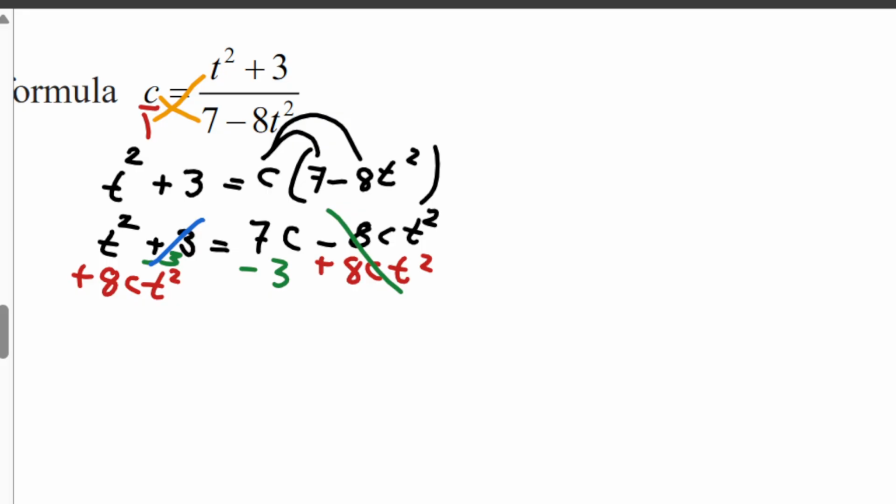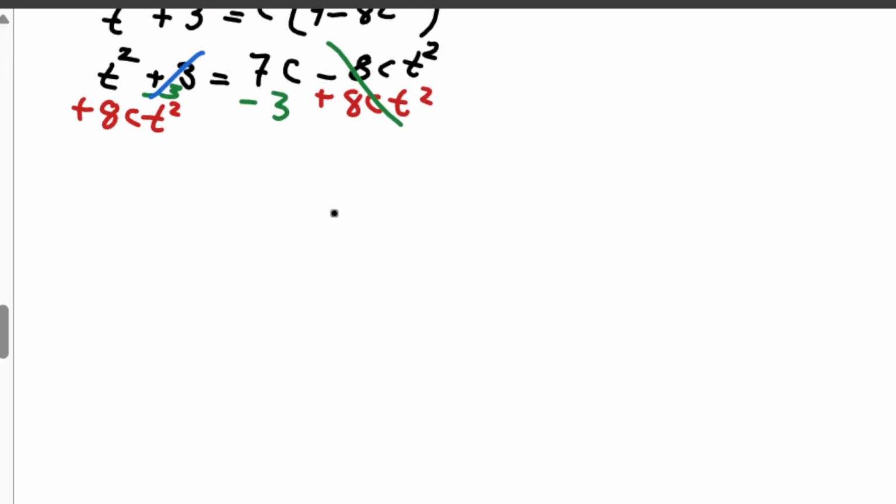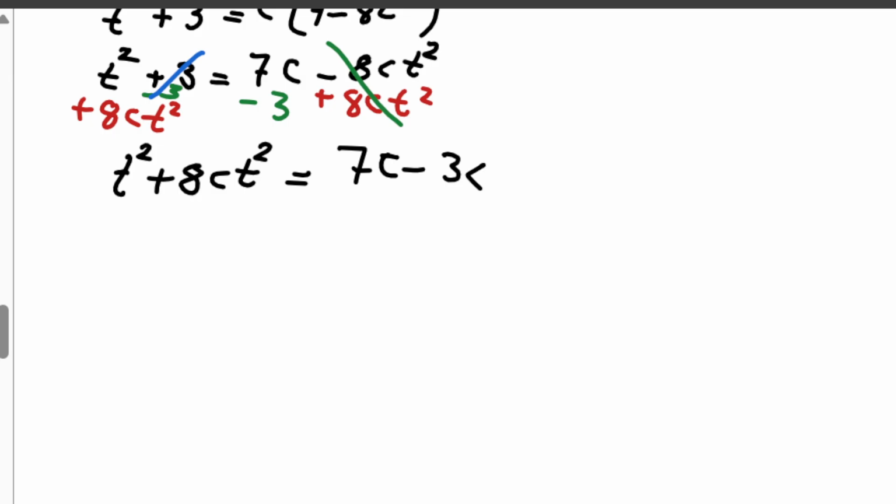Now let's rewrite this down. On the left side, I just have t squared plus 8ct squared equals 7c minus 3. We can't do anything. Some students say it's 4c. No, it's just 7c minus 3. If it was 7c minus 3c, then you can say it's 4c. But these don't look alike, okay?